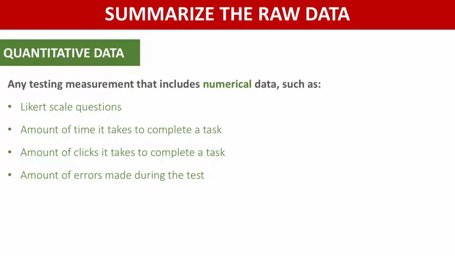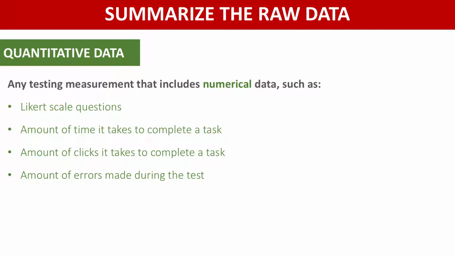Let's first discuss how to summarize the raw data for your quantitative data. Remember that quantitative data includes any testing measurements that are numerical or can be quantified. This includes Likert scale questions, like the ones we discussed last class. It can also include measuring the amount of time it takes or the amount of clicks it takes for a user to complete a task.